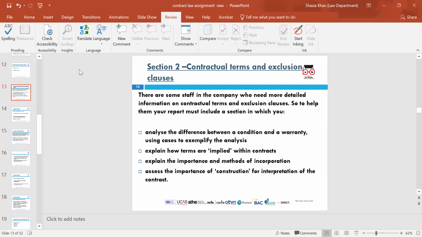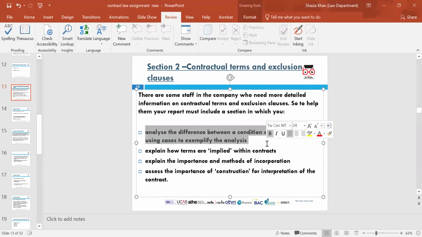Section 2 now, okay? This is on contractual terms and exclusion clauses. There are some staff in the company who need more detailed information on contractual terms and exclusion clauses. So to help them, you must produce a report to include a section in which you can. So these are the 4 elements you've got to look at in section 2 for the pass criteria. So the first one you're looking at is that one, and have that as a heading, okay? So it's clear that you've completed that assessment criteria.